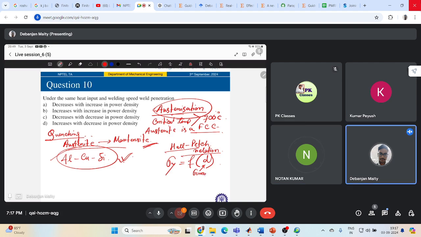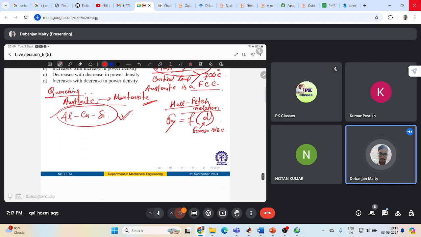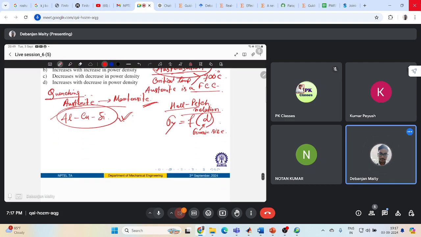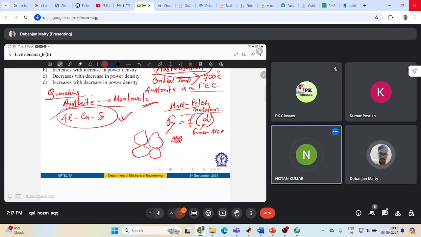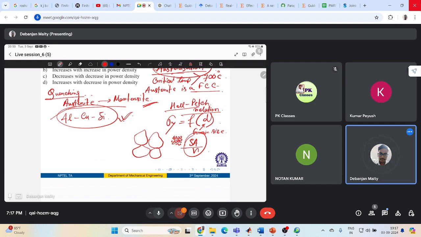If you have a refined microstructure, a fine grain structure, let's say you are having some structure like this, and you are having some structure like this, very refined. So there is some factor called surface area to volume ratio.